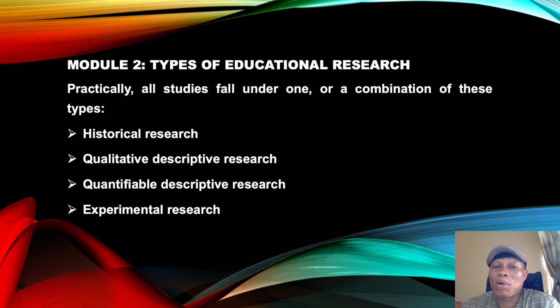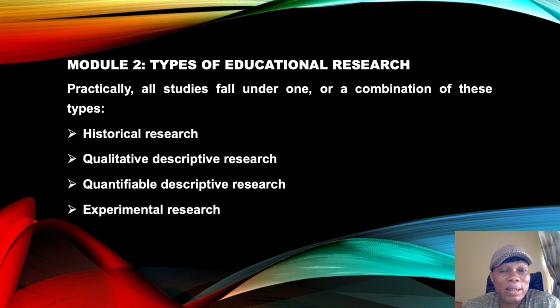In this module, we shall be talking about types of educational research. Basically, all research involves the elements of observation, description, and analysis of what happens under certain circumstances. Practically, all studies fall under one or a combination of these types.